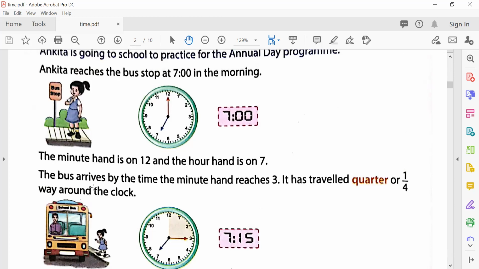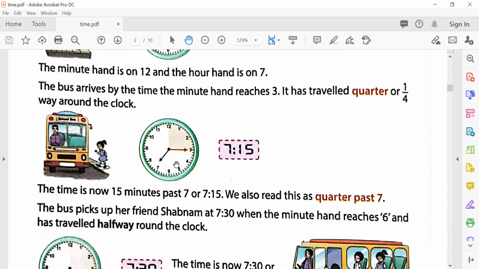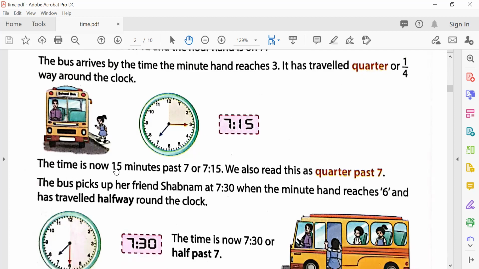The bus arrives by the time the minute hand reaches 3. It has traveled a quarter, or 1/4, way around the clock. So this is how much? Quarter, or 1/4. The time is now 15 minutes past 7, or 7:15, and we also read this as quarter past 7.